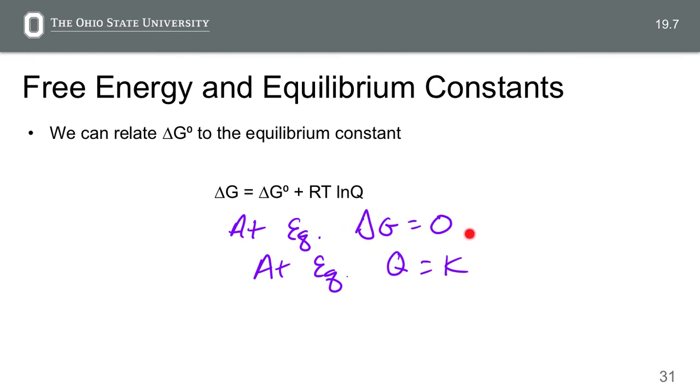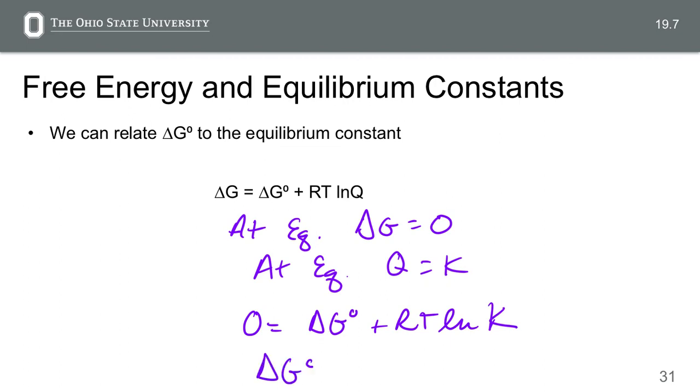But if you say that delta G equals 0 and Q equals K, then I can rearrange this equation and write 0 equals delta G naught plus RT natural log of K, and rearrange that to get delta G naught equals R times T times the natural log of K. This value of K can be any of the K's that we've seen, Ka, Ksp, Kc, Kb, all of those.